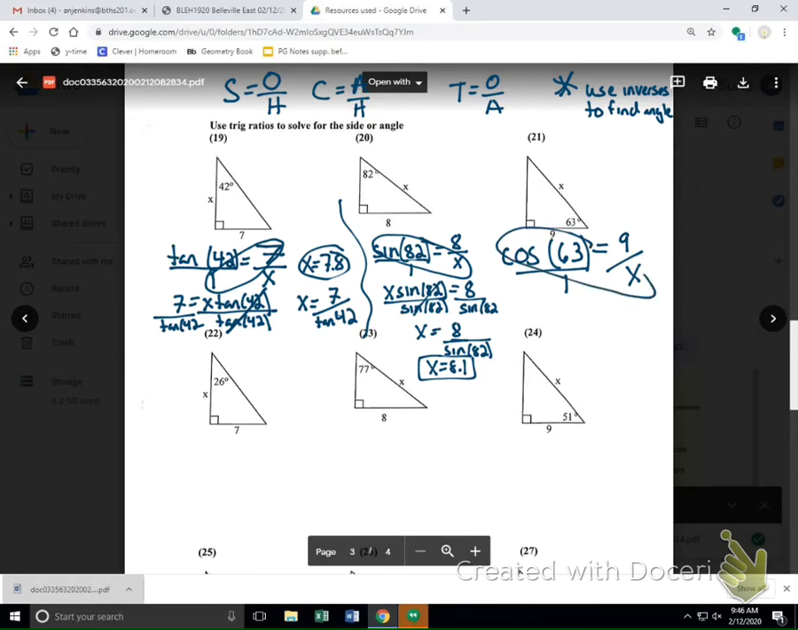We're going to cross multiply. X cosine of 63 equals 9. If I want to get x by itself, what do I have to do? Divide by? Exactly right. Divide by cosine of 63. So 9 divided by cosine of 63, which is? You said 19 point what? 8. Thank you, ma'am.